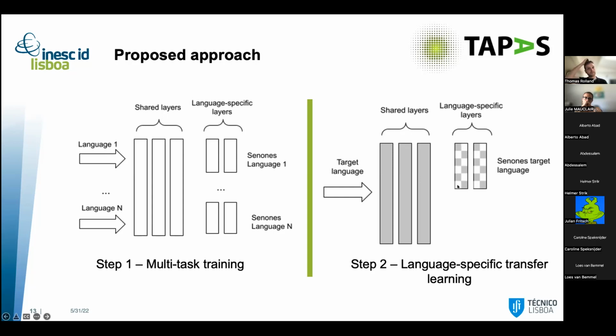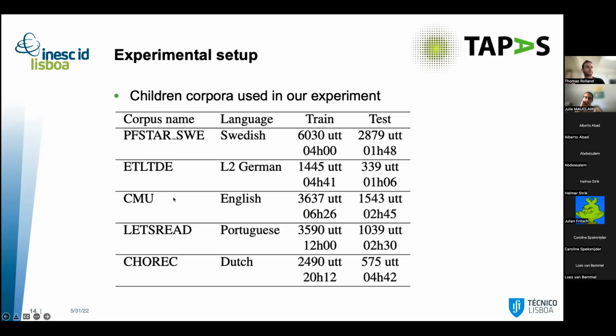But one interesting thing about this work is that even if the target language is not present in the first step, we can still use the shared layers and just randomly initialize the language-specific ones. By doing that, we still use the characteristics of children that were learned in the first step. In order to validate, we use 5 different datasets.